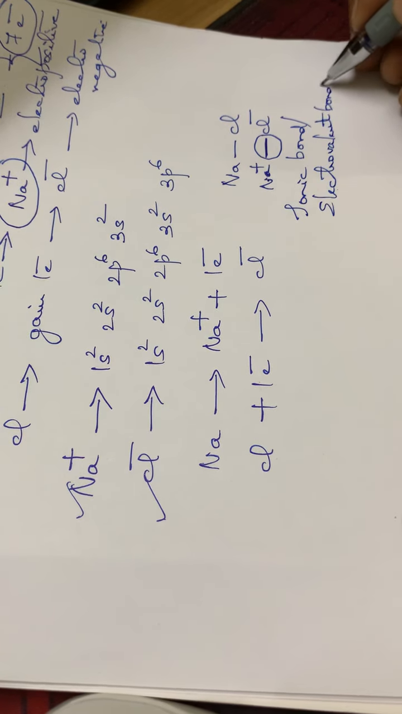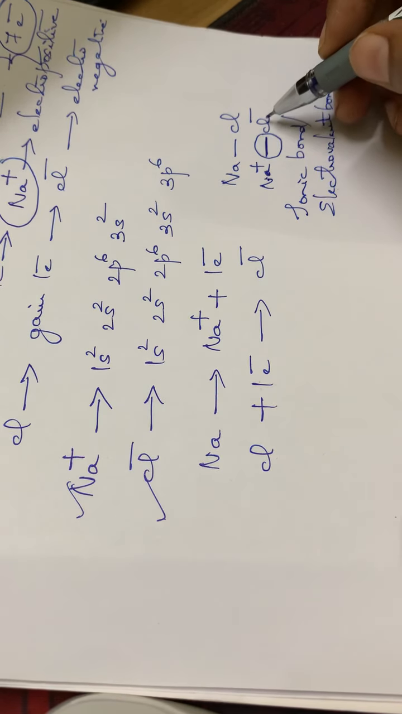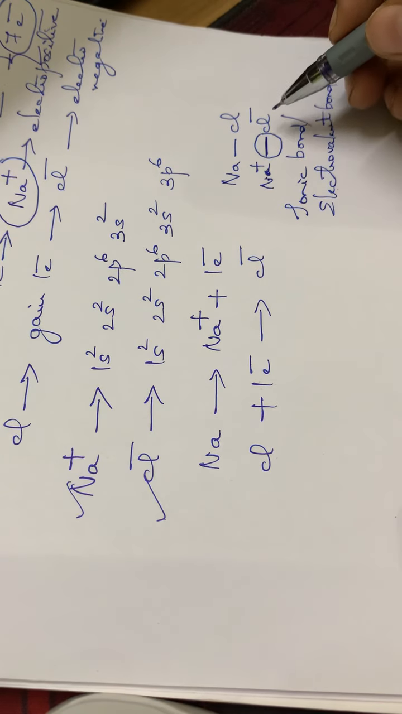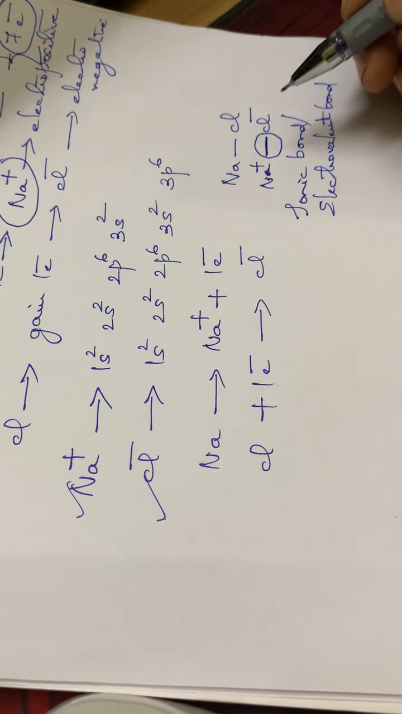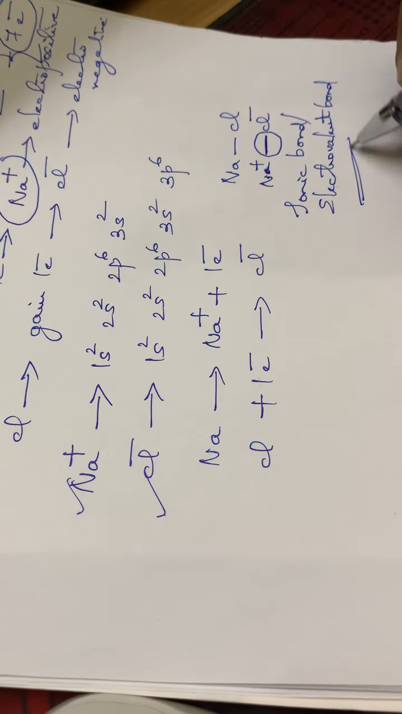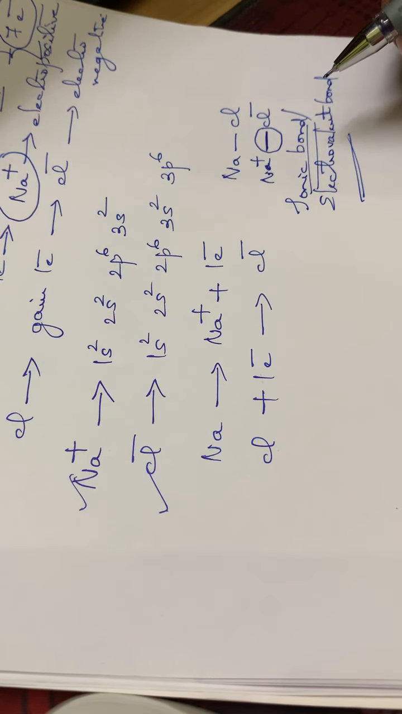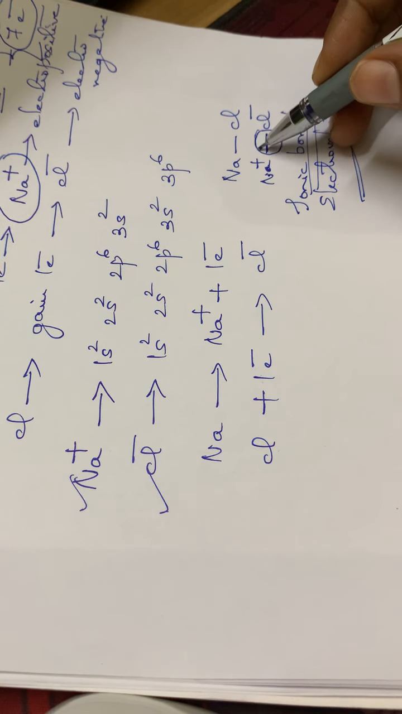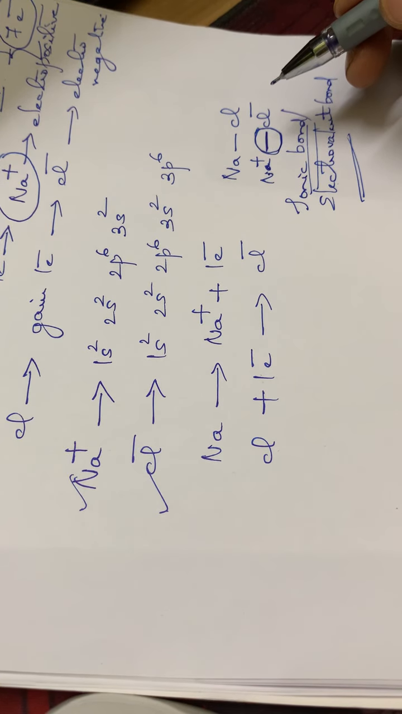So the force of attraction which holds these two atoms, these two charges, that is the positive as well as the negative charges together, is called the ionic bond or the electrovalent bond. This is the definition for ionic bond or electrovalent bond: the positive ions as well as the negative ions are held together by a strong electrostatic force of attraction.